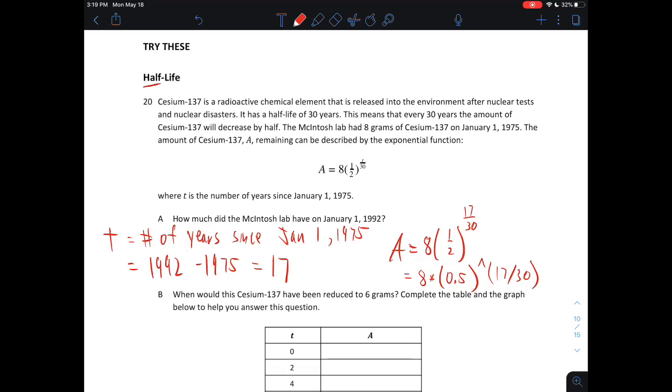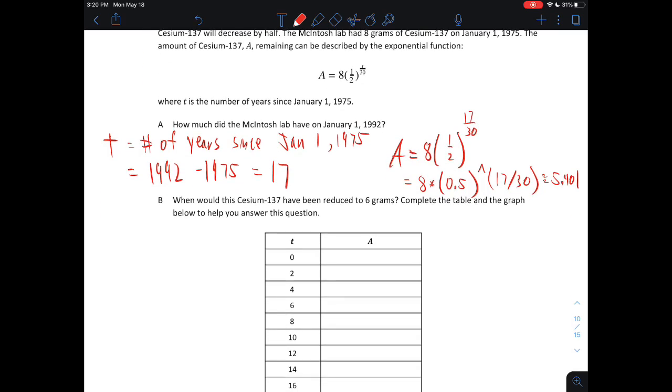8 times parentheses 0.5, close the parenthesis, then hit the power button, the upside down V button, make a new parenthesis, 17 divided by 30, close that parenthesis, and then press enter. And what you should get is approximately 5.401. That's the amount that the Macintosh lab had on January 1st, 1992. And we should make sure that we say grams here, since that's how they're measuring the amount. We're not using dollars anymore.